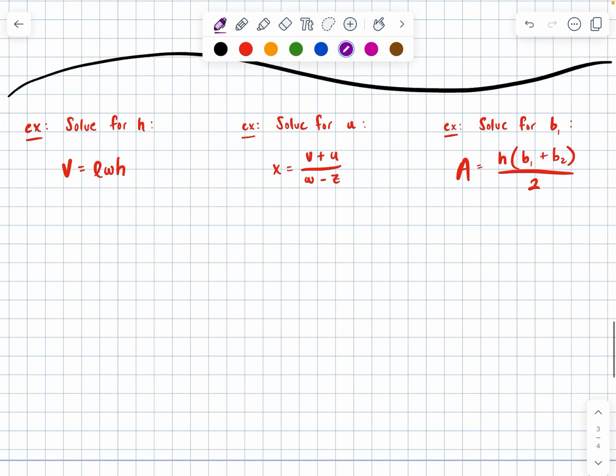So same ideas as above. Here, I've got my formula for the volume of a prism. I've got some random thing in terms of x's and u's and v's and w's and z's. And then finally, this area formula, maybe you remember, is for a trapezoid. So let's say I want to solve for my indicated variable here. Again, get that variable by itself. What's in the way? What choices can I make and in what order to make this look the way I want it to look? Ándale!